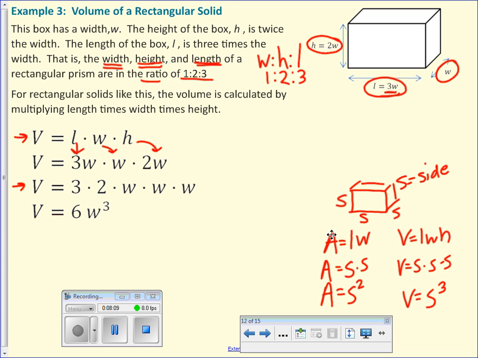I don't like that they don't have the unit there. So volume is always units cubed. So if you want to add the label to your answer, James, that would be great. Add the label to your answer. Units cubed.